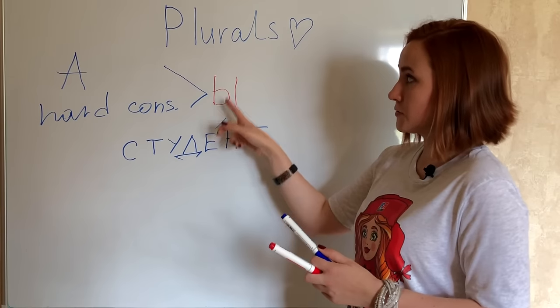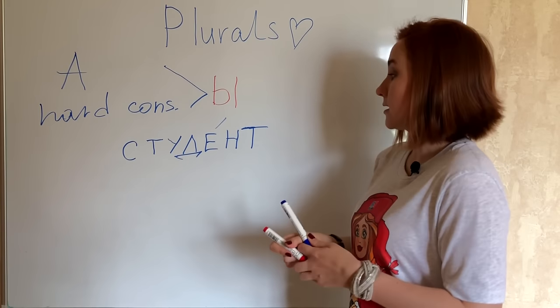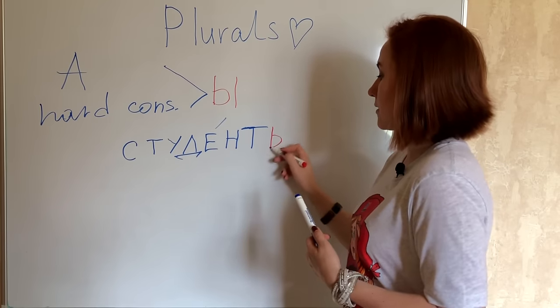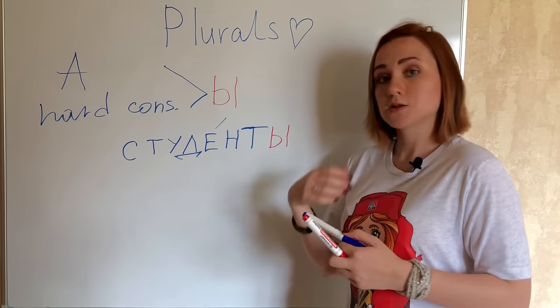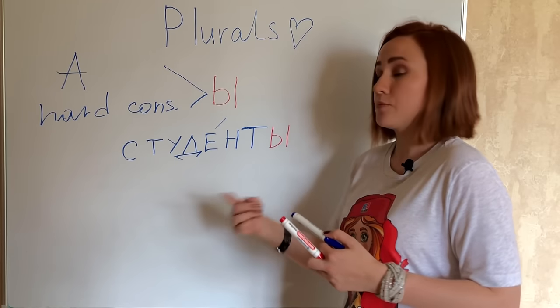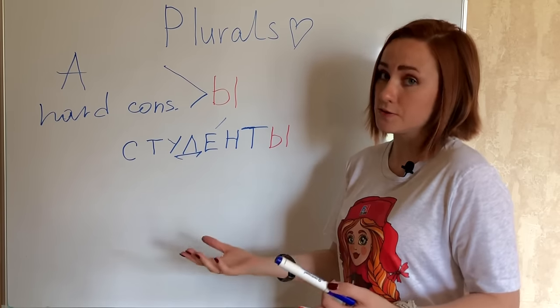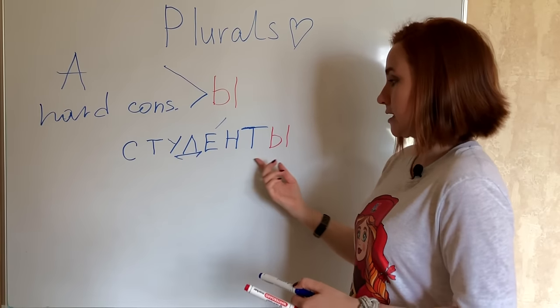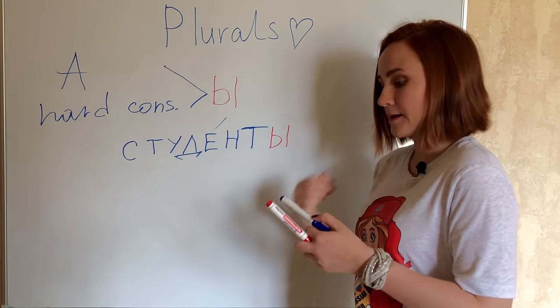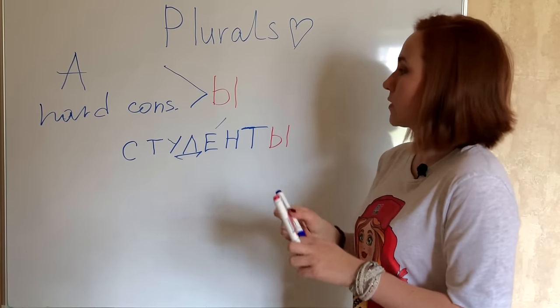And what do we do to make it plural? We add ы in the ending. So, студенты, students. For example, они студенты, they are students.